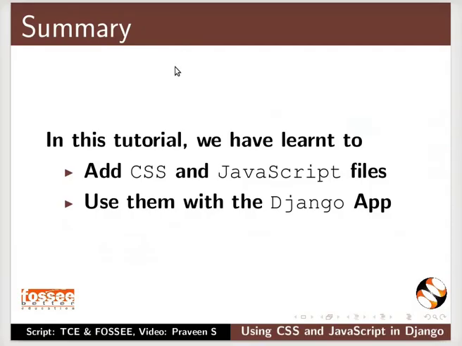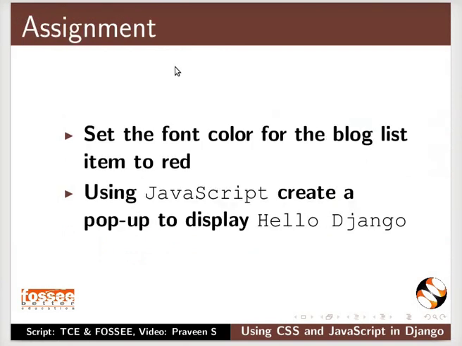Let us summarize. In this tutorial, we have learned to add CSS and JavaScript files, and use them with the Django app. As an assignment, set the font color for the block list item to red. Using JavaScript, create a pop-up to display Hello Django.